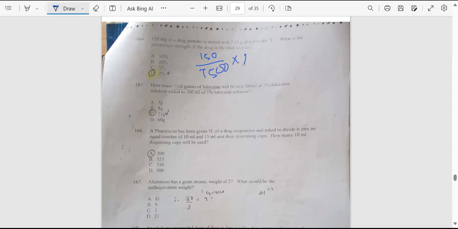So to change it to percentage strength, we'll say 0.15 grams is in 7.5 grams. What about in 100 grams? So it will be 100 multiplied by 0.15 divided by 7.5, you get 2%. Thank you. Even though I was stuck, someone simplified it. So thank you.